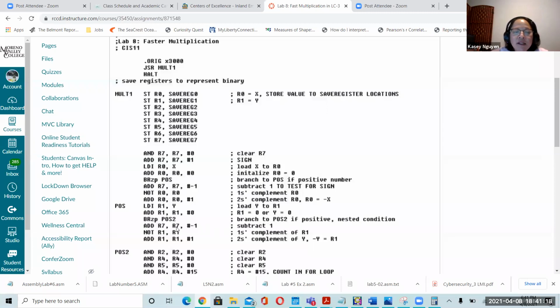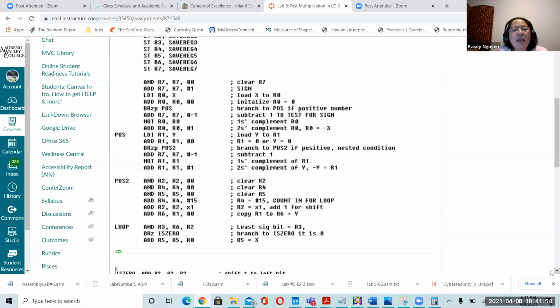So we talked about pos 2, then on the next, we're going to subtract 1. We are going to do the 2's complement to represent negative Y, because Y could also be negative. So this part is similar to what we've seen last time that came from the last lab. That's with the nested condition with X, Y, positive and negative. Okay. Any question?